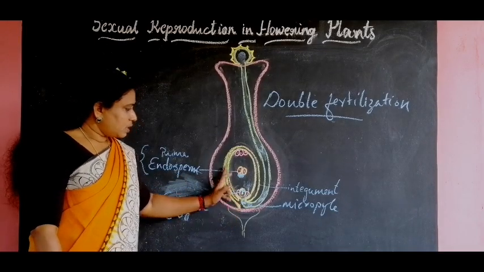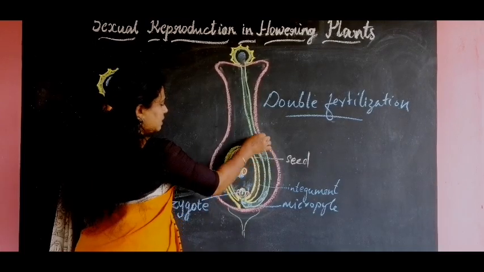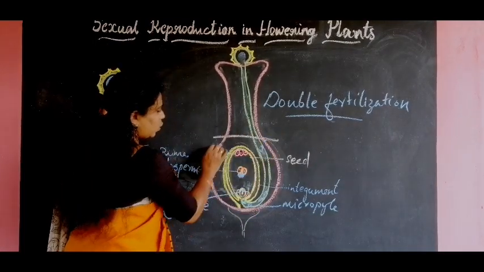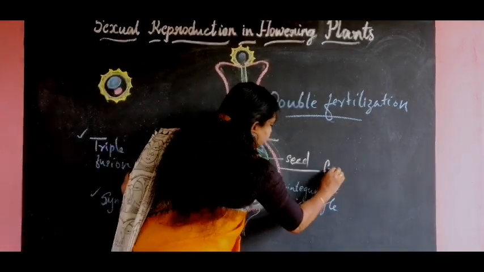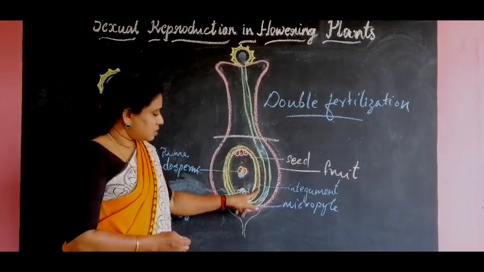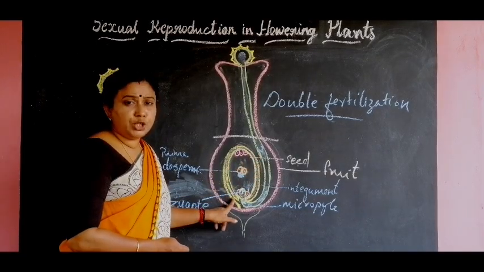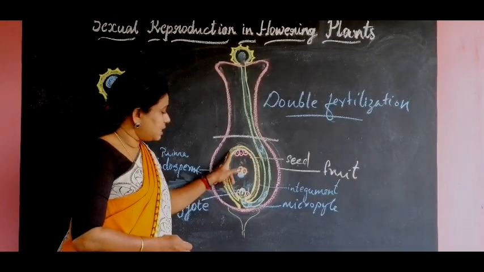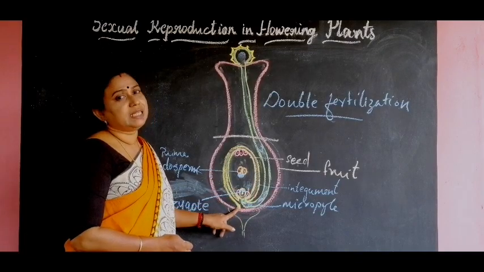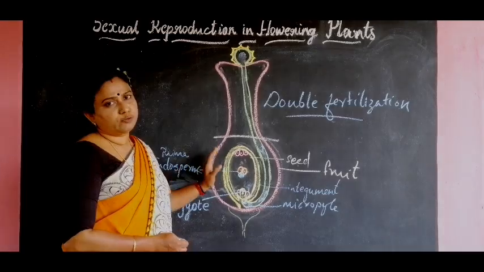Okay, so this ovule will develop into seed, and the whole ovary will develop into fruit. The integument present outside the ovule will remain as the protective seed coat. And this ovary will develop into fruit.